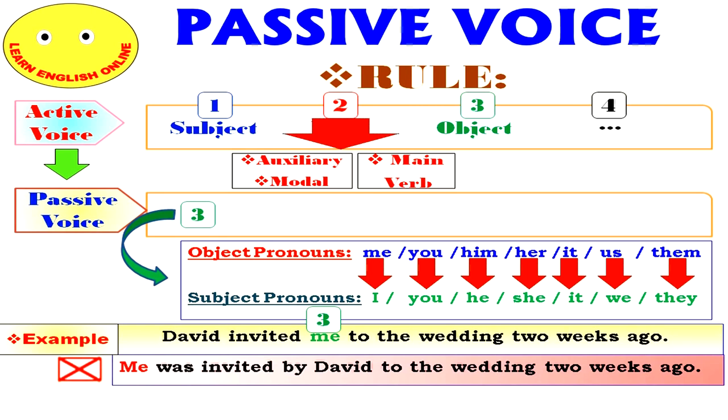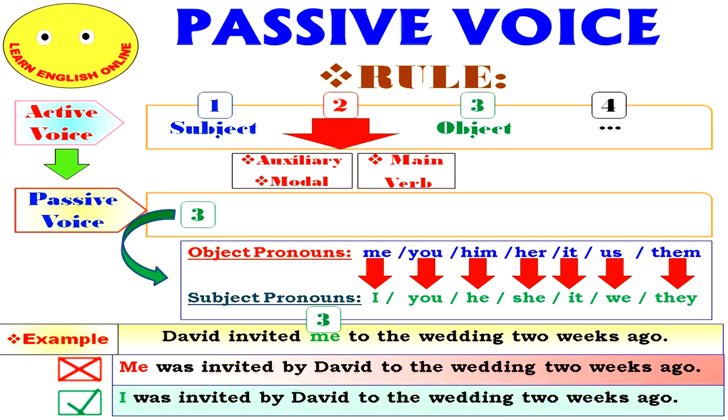Can we say, "Me was invited by David to the wedding 2 weeks ago"? In fact, this isn't correct. We can't start a sentence with "me," because "me" is an object pronoun. So what we need to do is to change it into a subject pronoun, which is "I." So the correct sentence now becomes, "I was invited by David to the wedding 2 weeks ago."